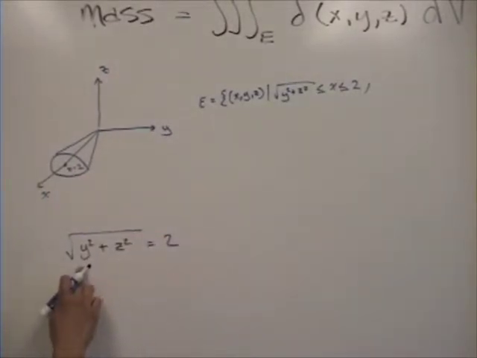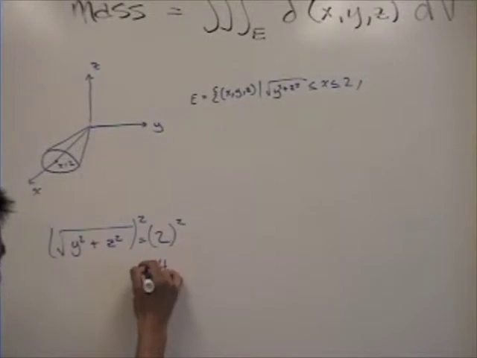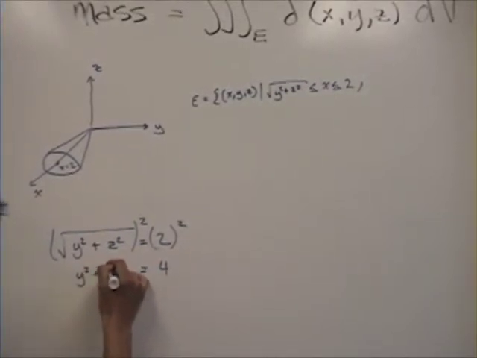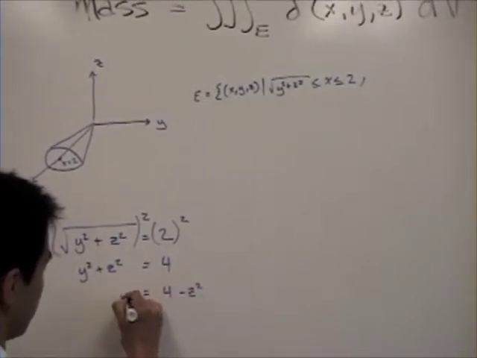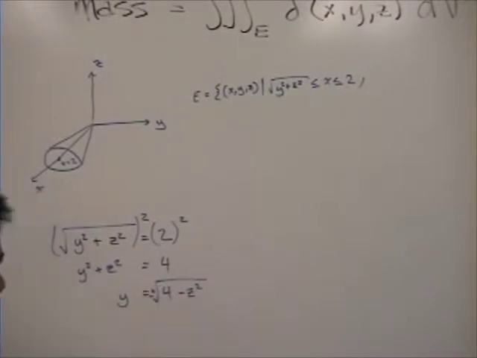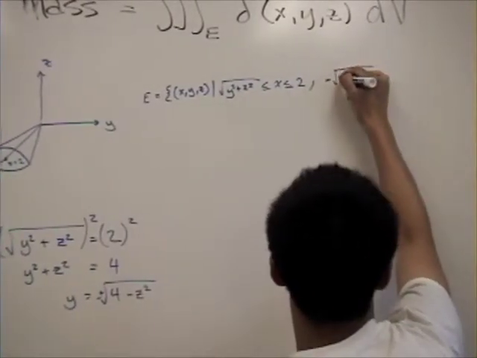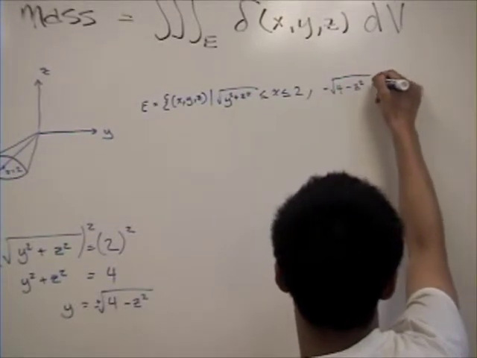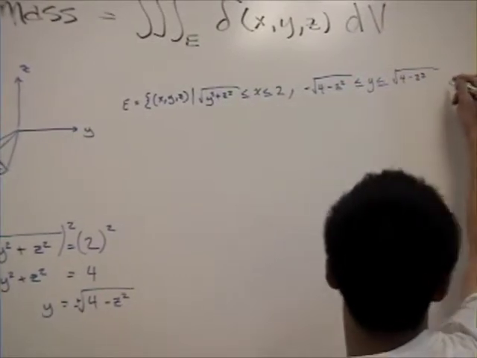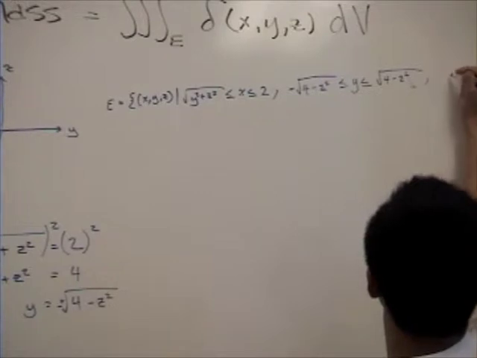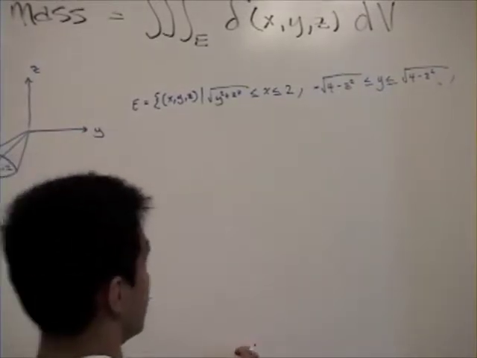I'm going to try to isolate y, so I'm going to take the square root of both sides. This becomes 4, and this becomes y squared plus z squared. If I subtract and take the square root, it's going to be plus and minus. So y is going to be bounded from negative square root of 4 minus z squared to positive square root of 4 minus z squared. And then z is just going to be from negative 2 to 2.